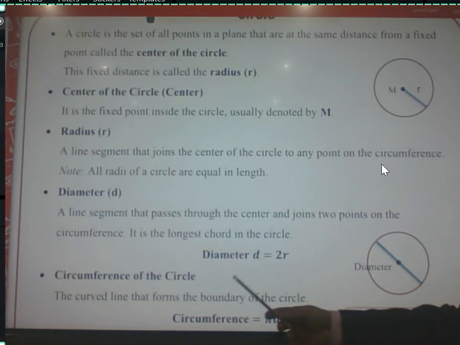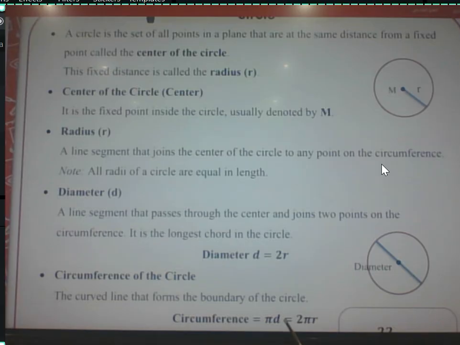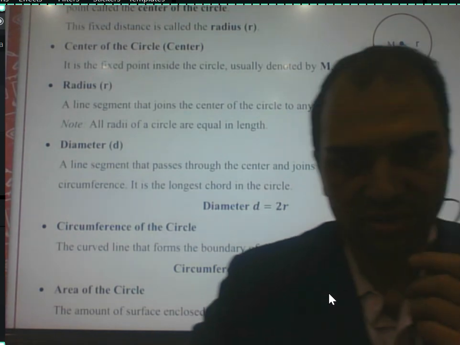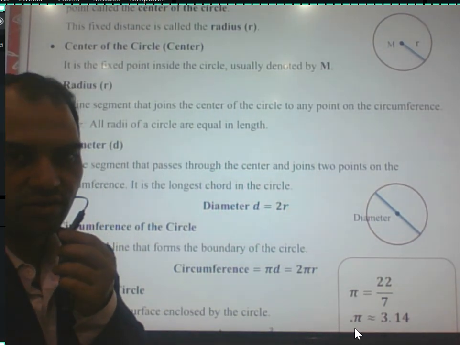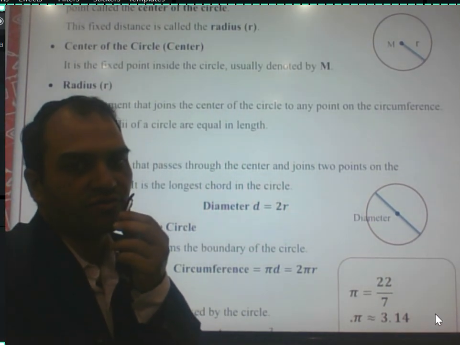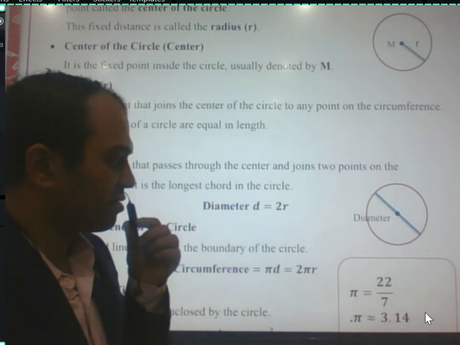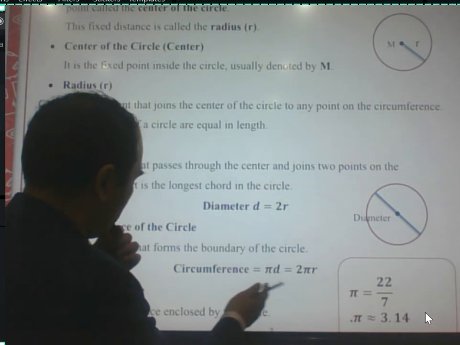What about the circumference of the circle? Circumference equals pi times diameter, or pi times 2 times r. We can use this rule to find the circumference of a circle. Circumference of circle equals 2 pi r, okay? And also pi equals 22 over 7, or pi equals 3.14. We can approximate the value of pi by the decimal number or fraction when you solve.